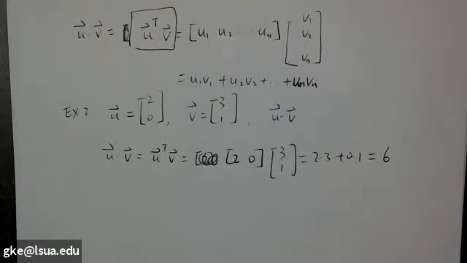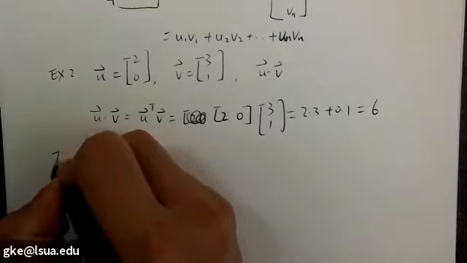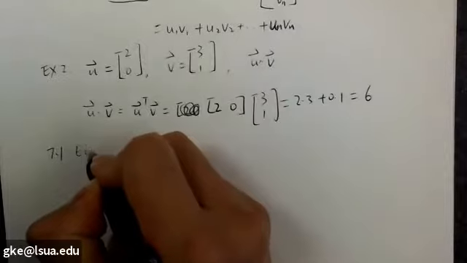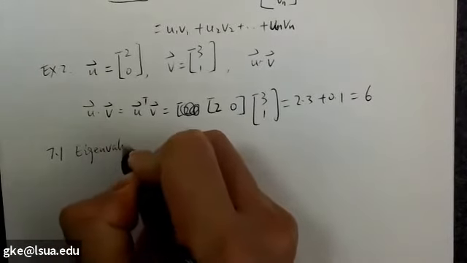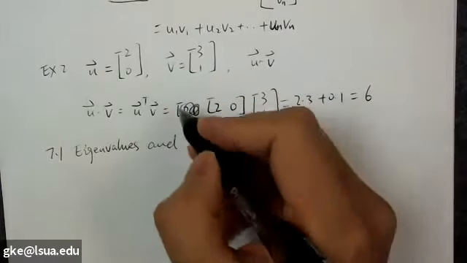Okay, so we wrapped up chapter 5. Now we're going to go to chapter 7, Eigenvalues and Eigenvectors.